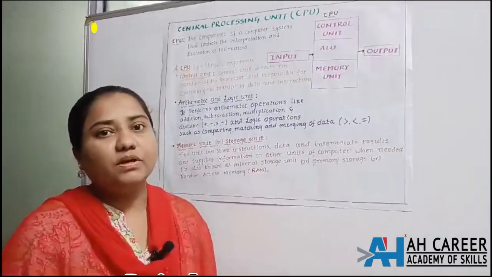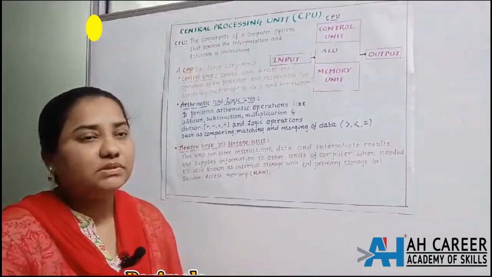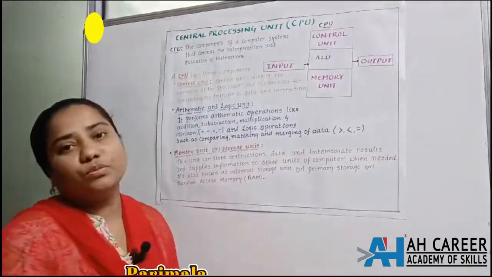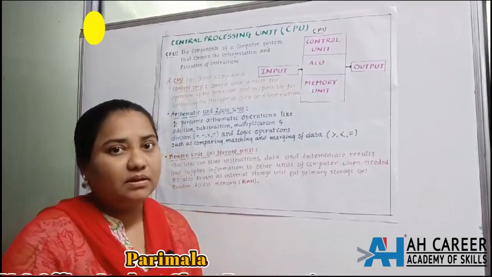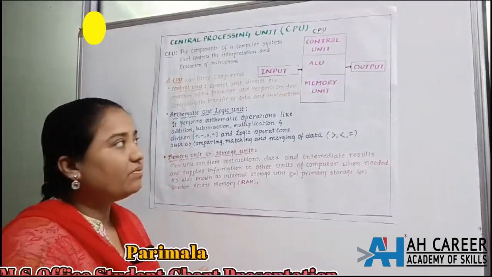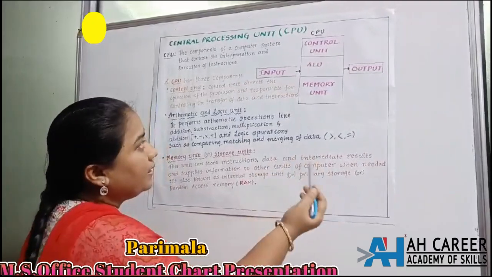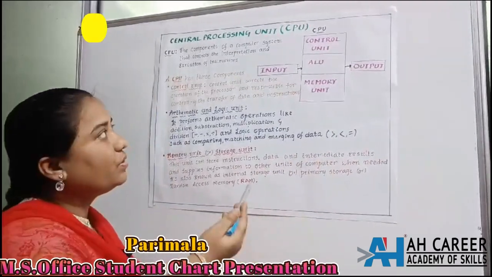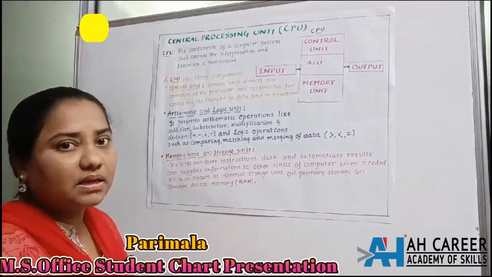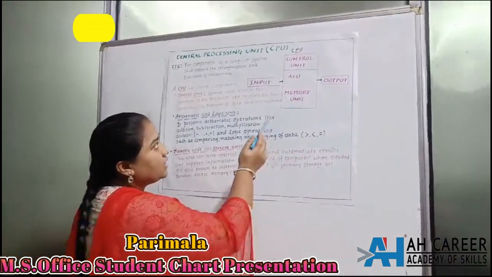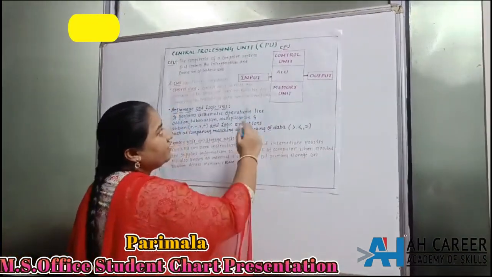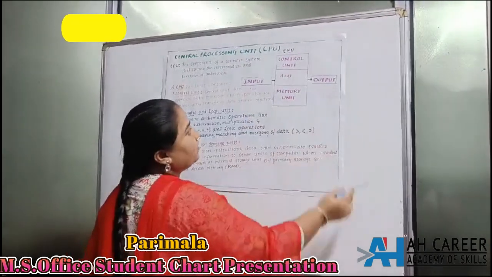Today I am going to explain about the CPU. The full form of a CPU is central processing unit. Our system consists of different devices, such as software and hardware. The CPU is categorized as a hardware part of a system. It is attached peripherally to two devices, the input device and the output device.